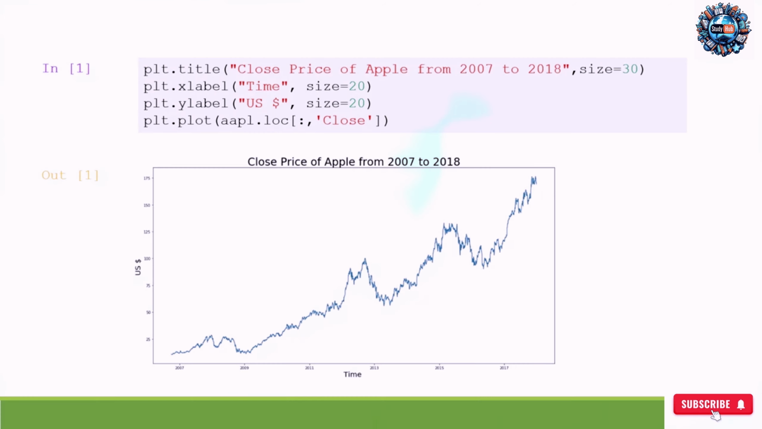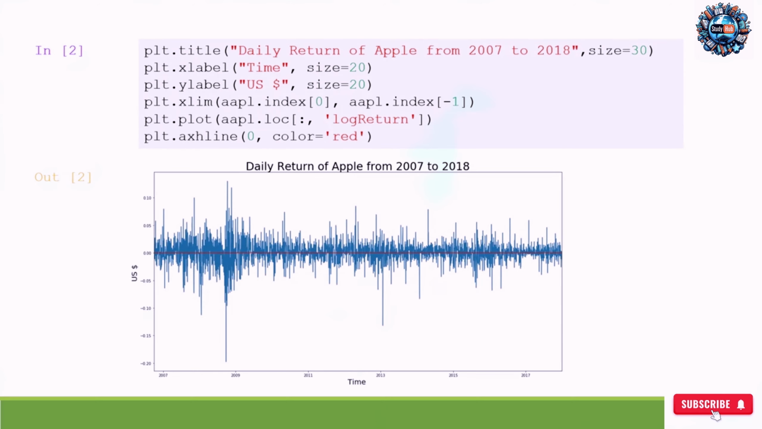This is the daily close price of Apple from 2007 to 2018. It looks like the price is in an upward trend, and we may guess the average of daily return is positive. However, if we plot the daily return directly, the daily return goes positive and negative. An assertion that the average of daily return is positive is not obvious. It is also not obvious whether the average of daily return is zero or not.